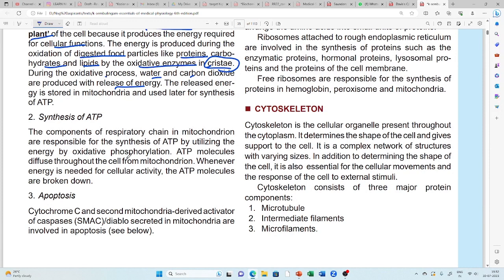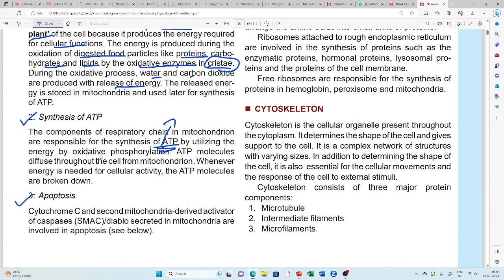And the second function is synthesis of ATP. That means production of ATP molecule, adenosine triphosphate. That is the energy currency. Energy currency of the body or cell means ATP. ATP means adenosine triphosphate. This is a unit of energy. Okay, in this ATP form only we are getting energy in our body.